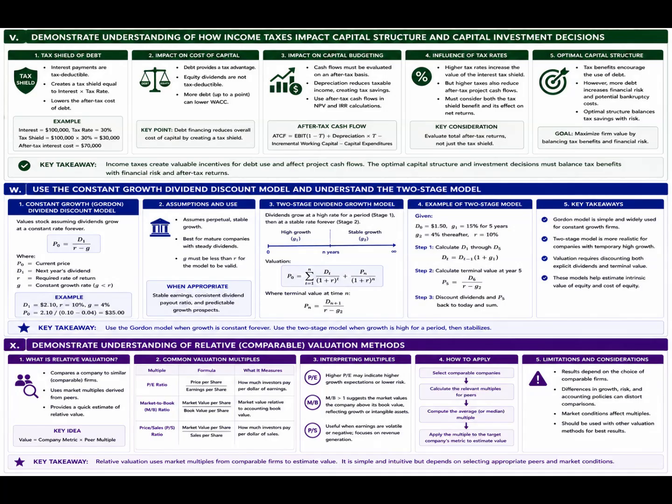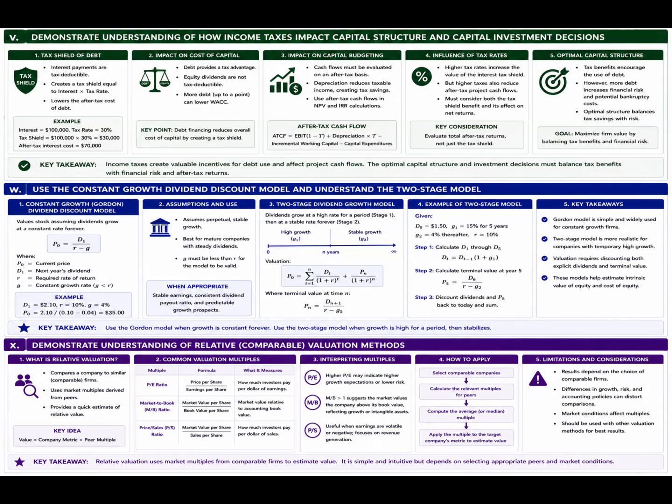The two-stage dividend model applies when growth is not constant. It estimates high growth for an initial period, followed by stable growth thereafter. Valuation requires discounting both near-term dividends and terminal value. Understanding these models supports equity valuation and cost of equity estimation decisions.